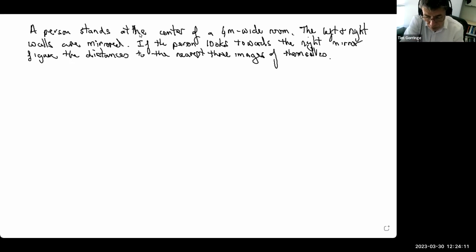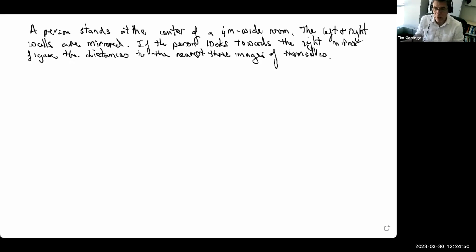In this problem, we're told that a person stands at the center of a 4-meter wide room. On the left-hand and the right-hand walls of the room are mirrors, and the person is looking towards the right and into the right-hand mirror. If a person does that, they will see not just one reflection, one image of themselves, but a whole sequence of reflections, images of themselves. And that sequence of images are further and further away.